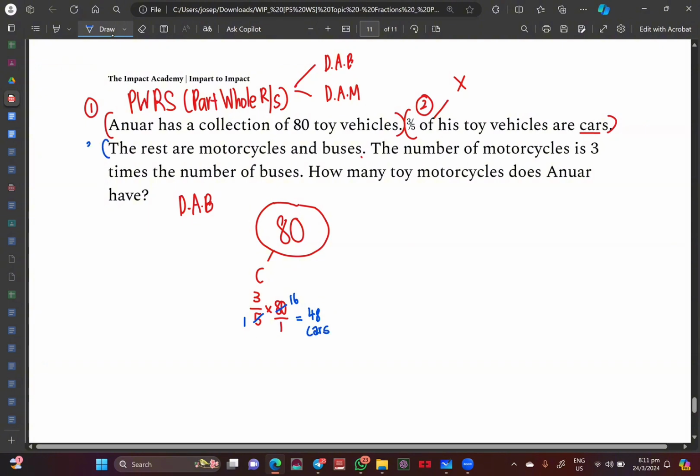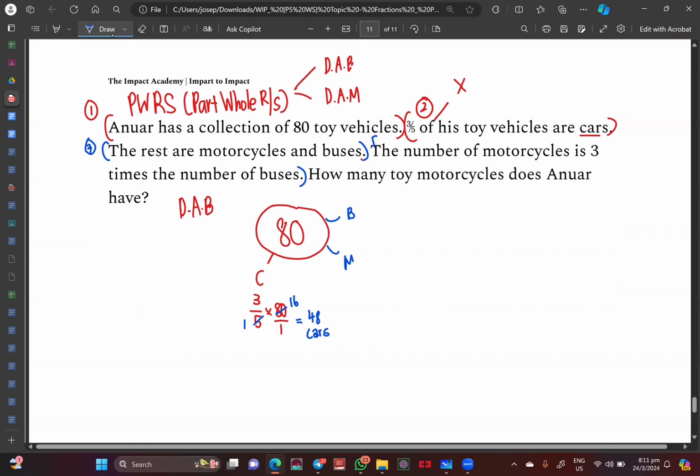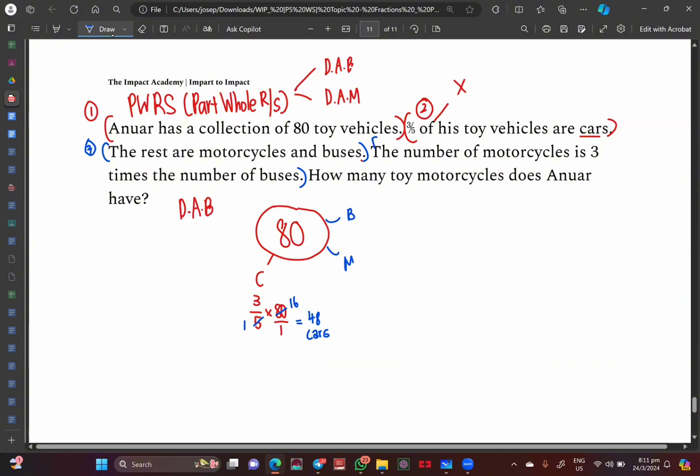Now, then we move on to sentence number 3. I apologize, sentence number 3. The rest are motorcycles and buses, which we don't know. All right, but they are very nice to tell us, okay, that the number of motorcycles is 3 times the number of buses. So if motorcycles is 3 times, what we are going to show is that this is 3 units and buses will be 1 unit. Or of course, in a branching method, we are going to show that motorcycles is 3 units and this is 1 unit.